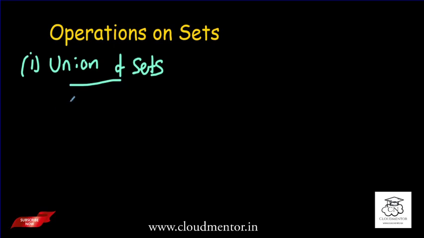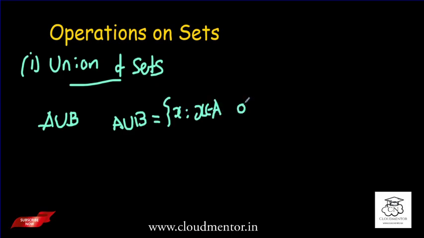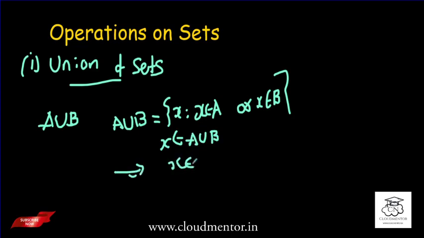Let A and B be two sets, then the union of sets A and B is a set of all those elements which are in A or in B, or in both A and B. It is denoted by A union B like this, and read as A union B. Symbolically, A union B can be written like this, that is A union B equal to x such that x element of A or x element of B, and so clearly x element of A union B implies x element of A or x element of B.